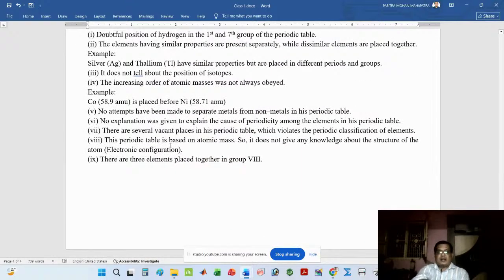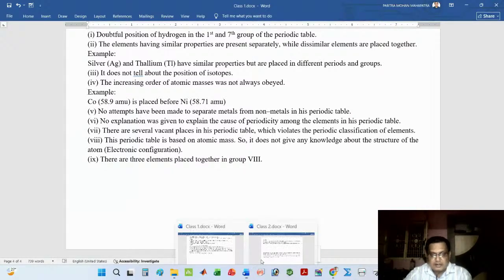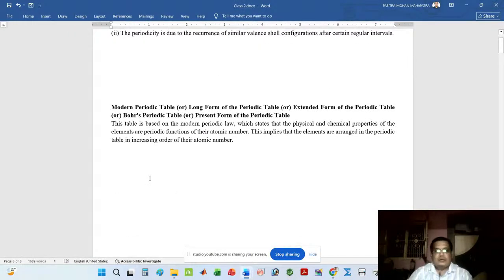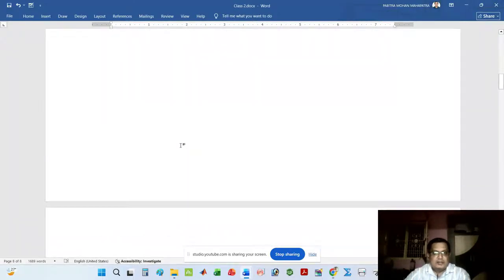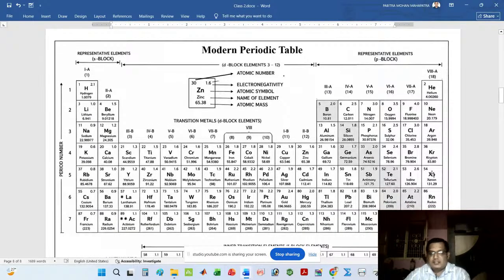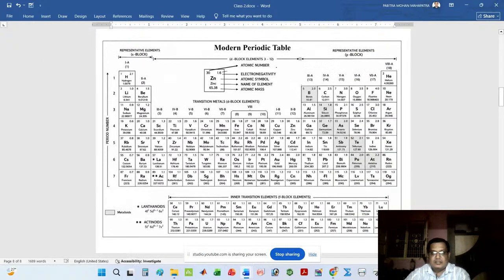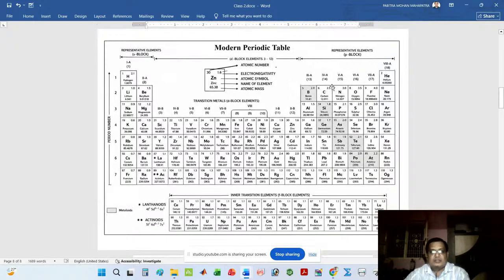In today's class, I will explain the modern periodic table. It is the most important periodic table till now, and the validity of the modern periodic table is significant. This is the modern periodic table. Look at that. This is the diagrammatic representation. This is the table which shows the modern periodic table.